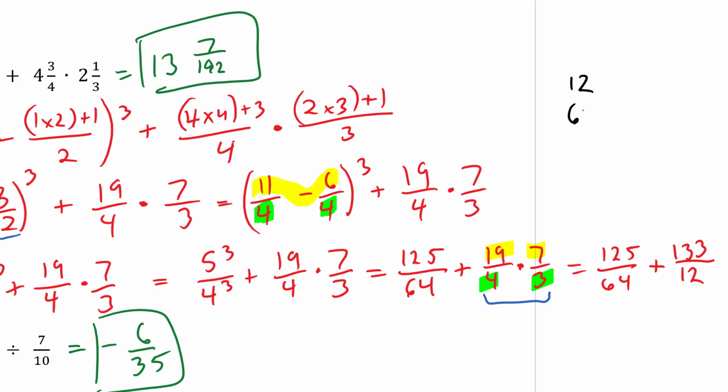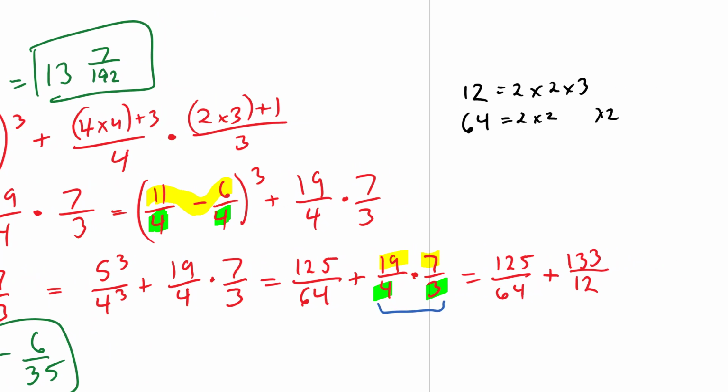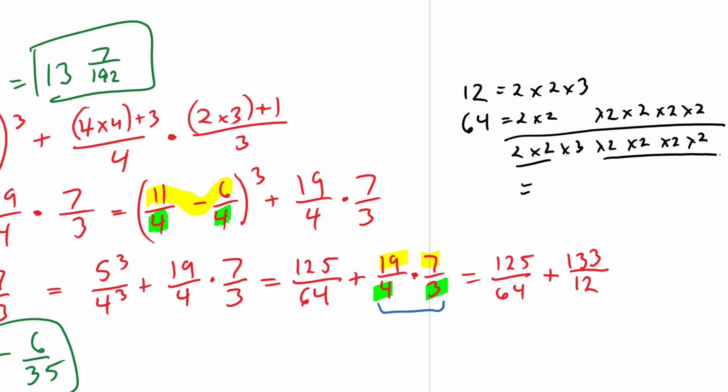What's the lowest common denominator between 12 and 64? Prime factorization. 2, 4, 8, 16, 32, 64. Now hopefully you see that all of that 64, so 64 times 3 is going to be 192. 192 is the lowest common multiple between 64 and 12. Multiply that by 3. Multiply this one by 16.